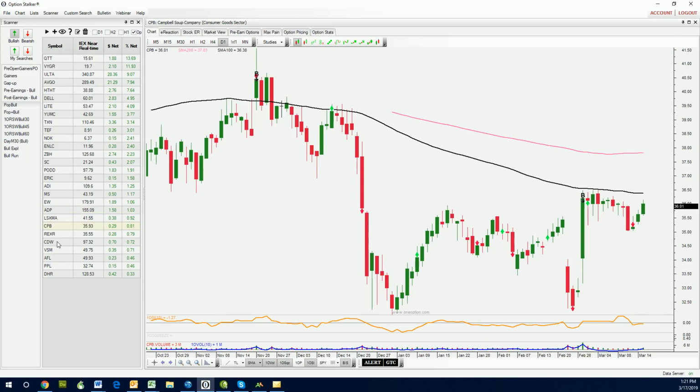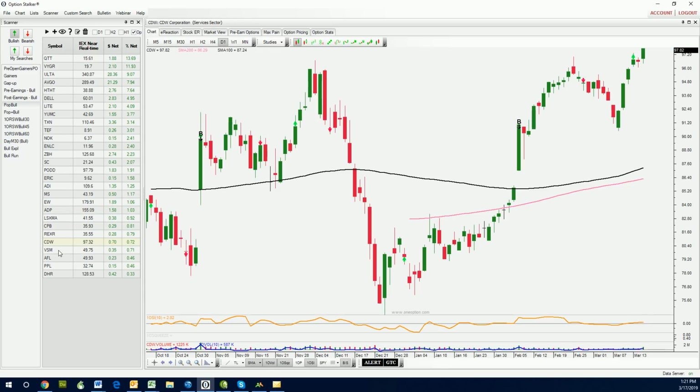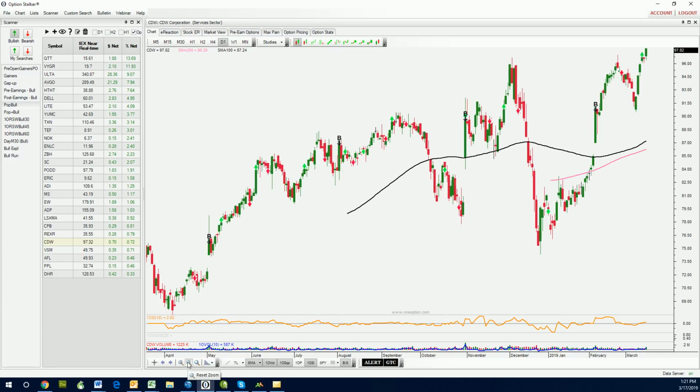Campbell Soup, CDW, computer stock. We already saw that Dell was strong, so computer stocks are doing pretty well here. Big, deep trough rally, kind of compresses, consolidates those gains. Let's zoom out on it and see what it's got for us. Pretty choppy. Not my favorite type of chart.